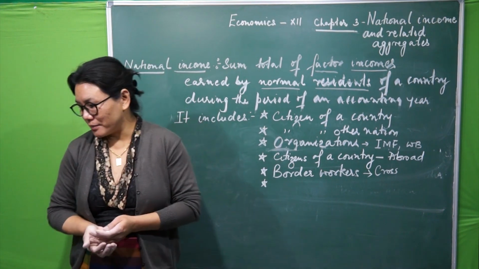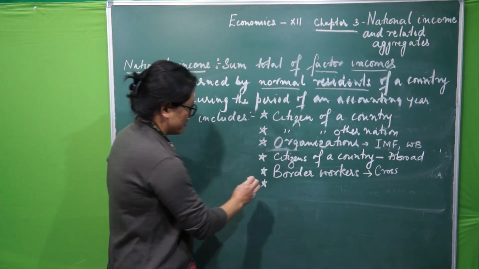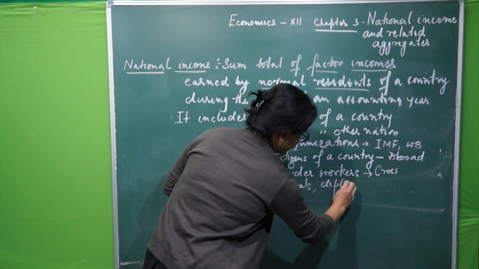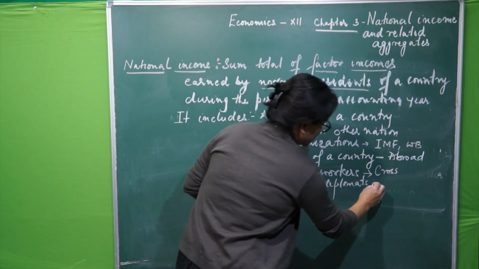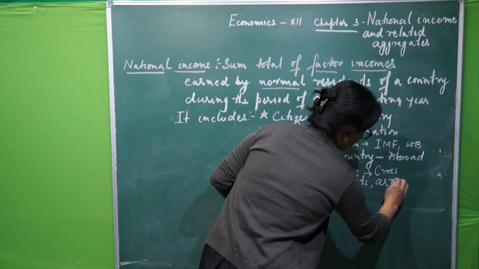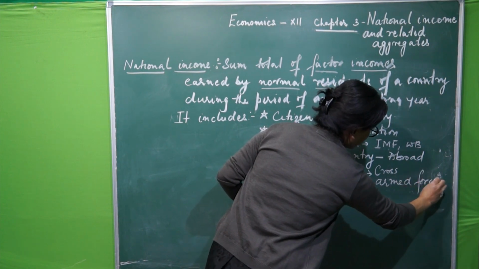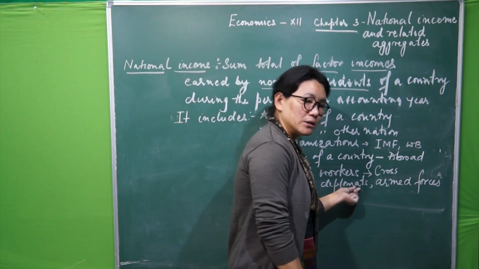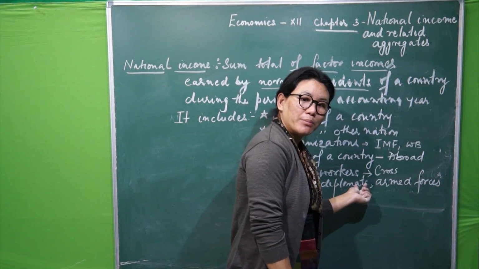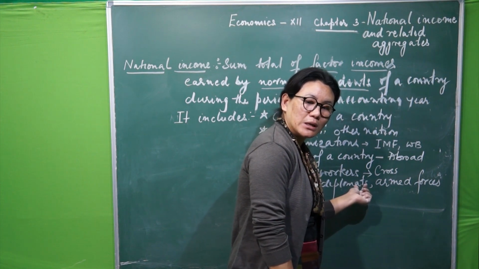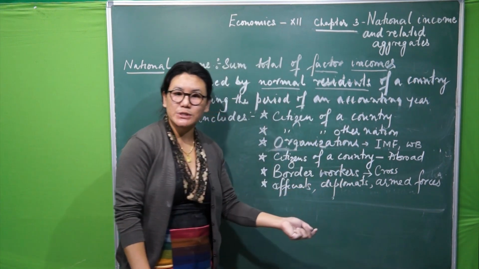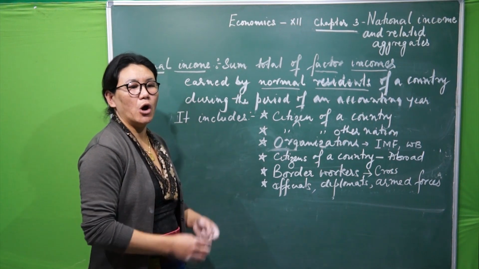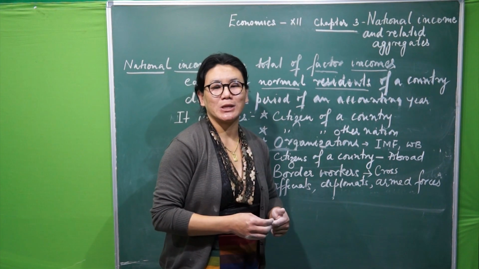Then the last one will be officials. We have diplomats, and members of armed forces. These are a few examples. Officials, officers, diplomats are the officers who are representing their own country. And armed forces, all these people are the normal residents of the country to which they belong.